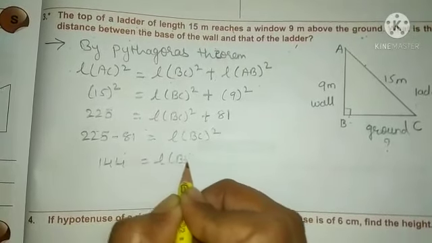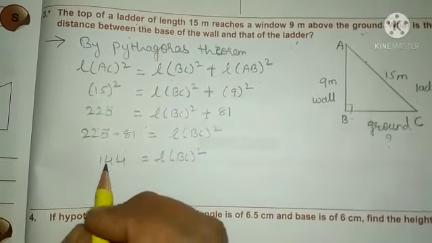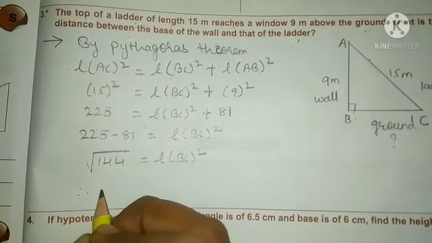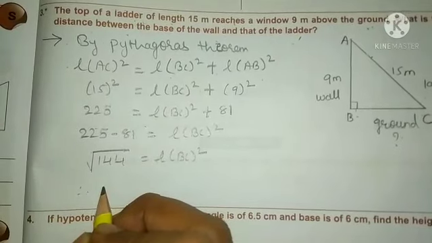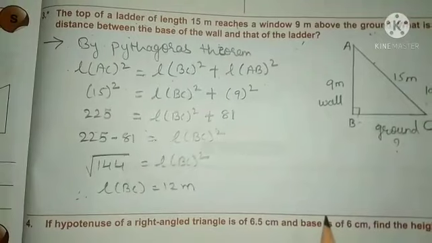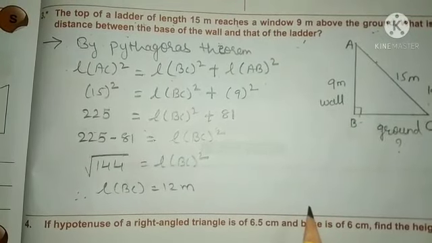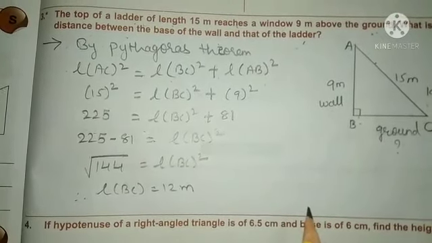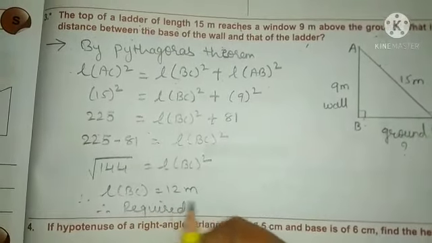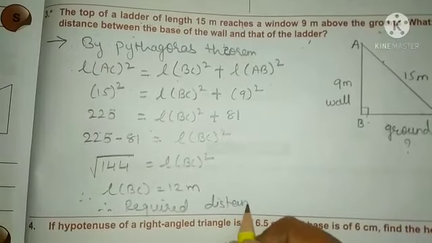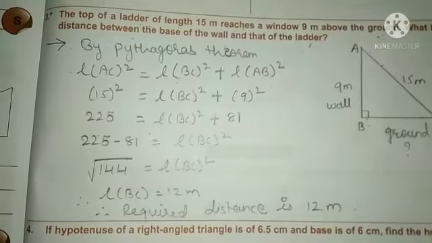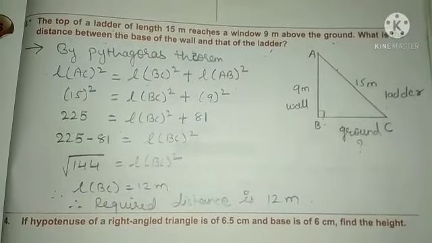Clear? Now what do you have to find out? You have to find out the square root of 144. So what is the square root of 144? That is 12 meters. So length BC is 12 meter. So what is the distance between the base of the wall and that of the ladder? That is 12 meters. So here we will write, therefore, the required distance is 12 meter. Clear? Understood how you will do this?